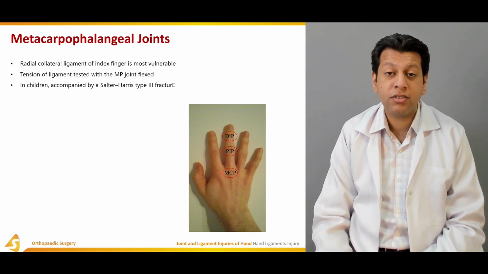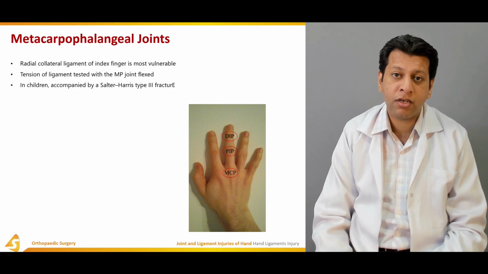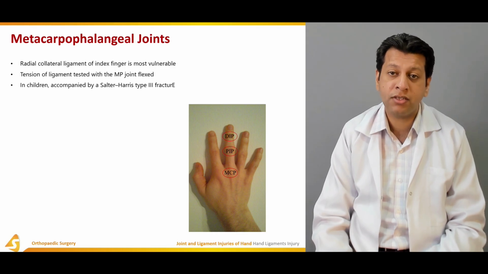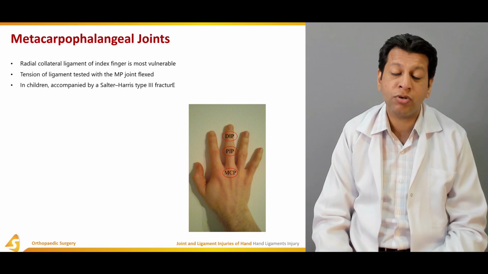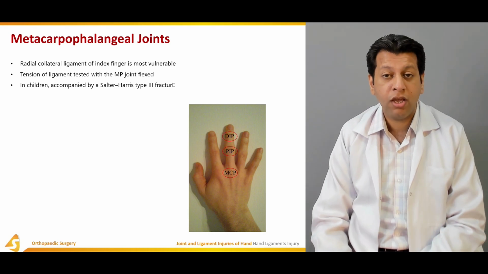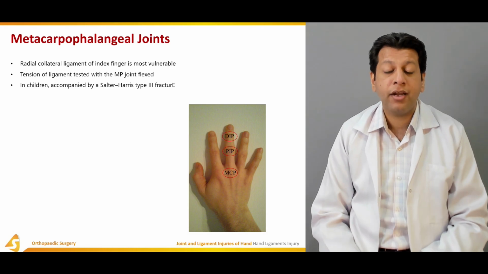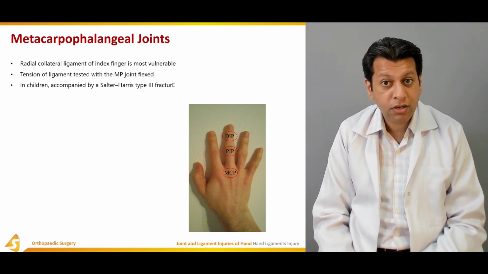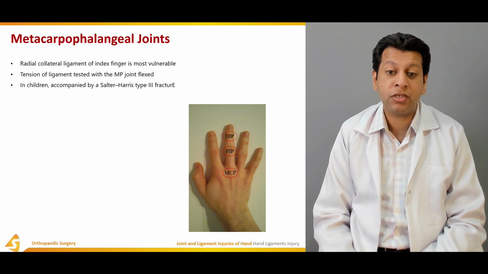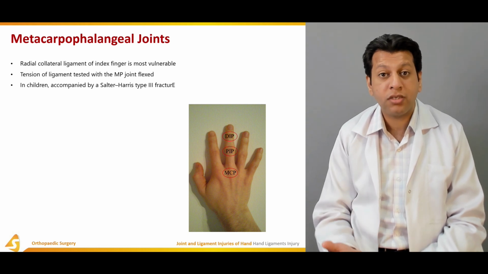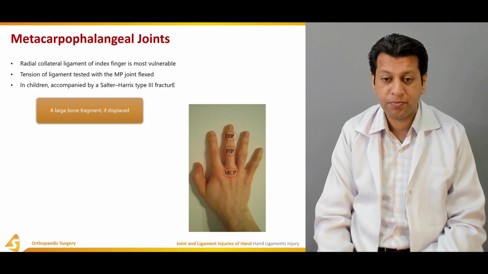In children it is more easily seen, because X-rays are available, and usually X-rays show a Salter-Harris type 3 injury, in which the fracture line goes from the physis into the epiphysis. If there is a Salter-Harris type 3 injury in children, you must suspect there could be an isolated or associated radial collateral ligament injury as well.